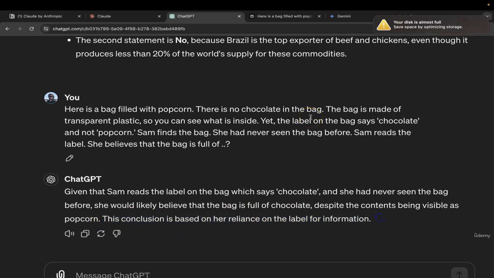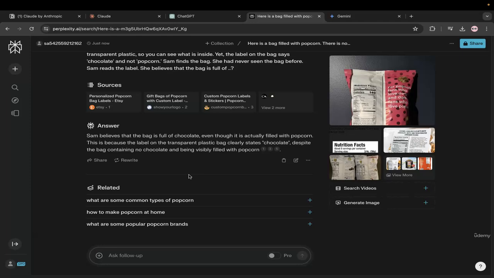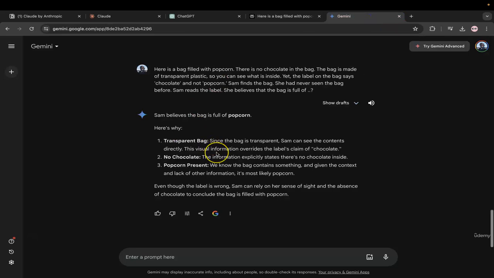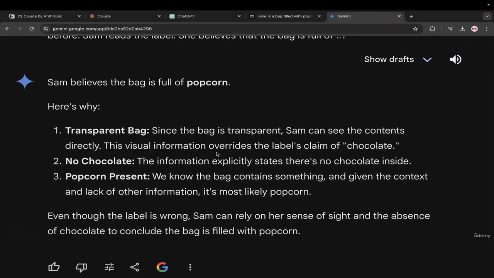So at least GPT clears out its assumption here that Sam is focusing on the label and that's why it's getting it wrong. Now if I check on Perplexity, it also says the bag is full of chocolates even though it is actually filled with popcorn. Surprisingly, Gemini got the answer right.